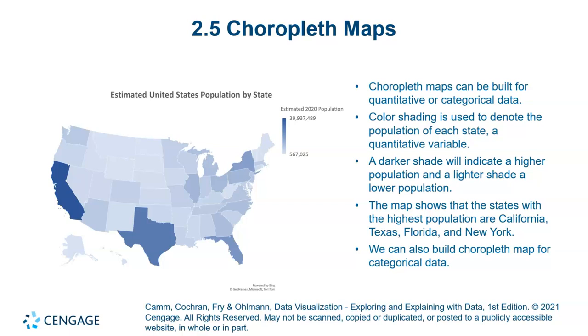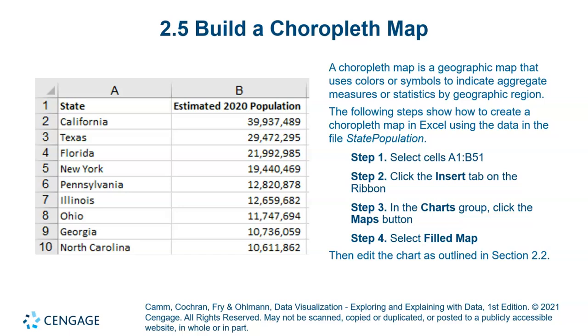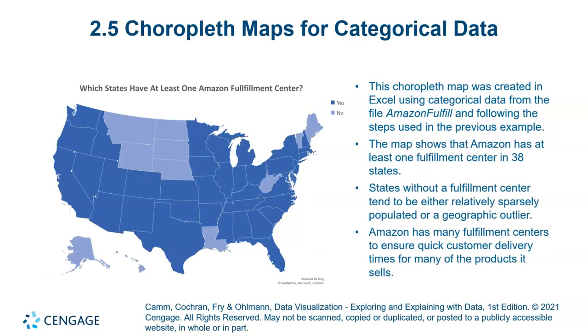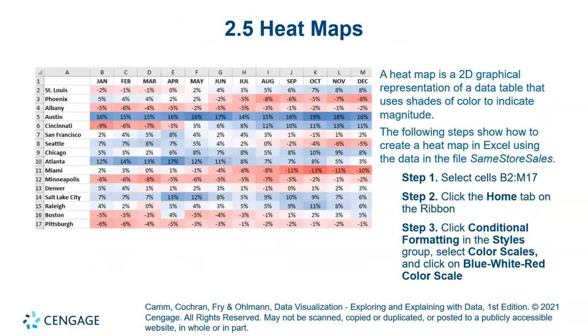Choropleth maps are very good to know, for example, population, sales, or some other entities in your area. How to build it: there are 4 steps. You need to select your data, and then click on the insert tab in Excel, which is very normal. And then you need to go to the chart groups, click the map button, and then select the filled map, and then you can get your data along with that.